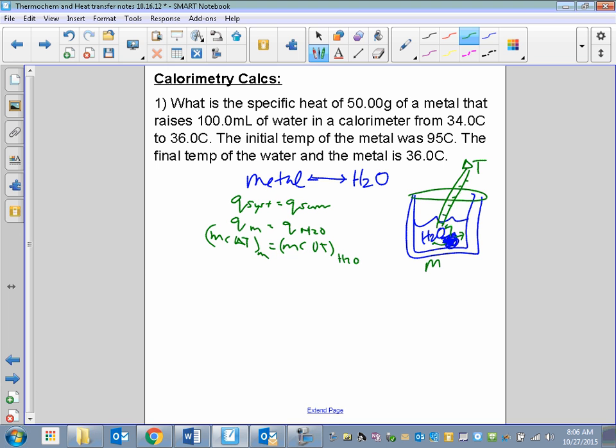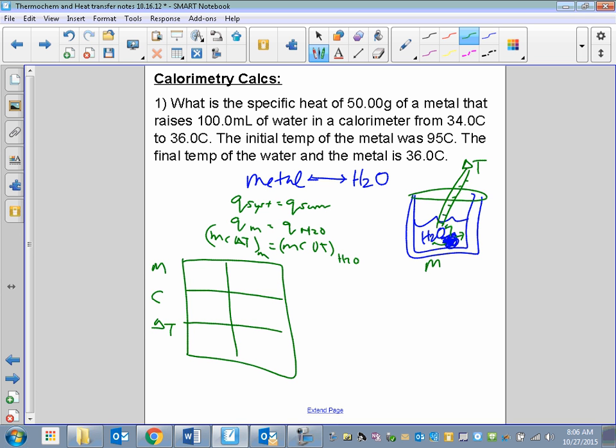So, MCΔT. Those of you in my honors chem class, this is how I did it in the past. Okay, so in the reading, what's the specific heat? Okay, so what's the question? We'll call this metal and this water. Which of these is the question? C of metal, okay. 50 grams of metal, that raises 100 milliliters of water, so what is that in mass? 100 grams, because the density of water is 1 gram per milliliter.